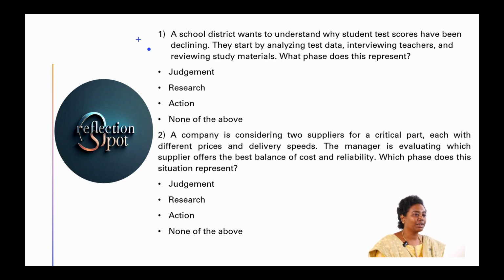Next situation, a company is considering two suppliers for a critical part, each with different prices and delivery speeds. The manager is evaluating which supplier offers the best balance of cost and reliability. Which phase does this situation represent? Again, we have four options: judgment, research, action, and none of the above. So we clearly know that the answer is judgment phase.